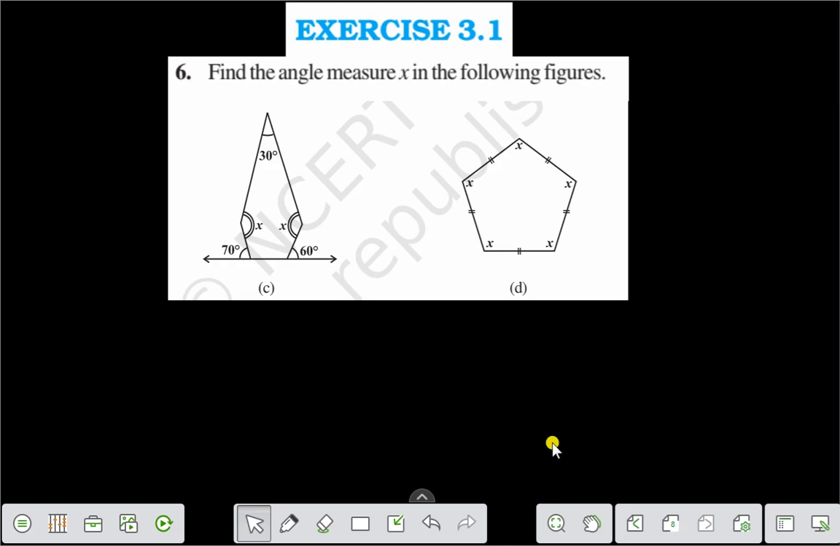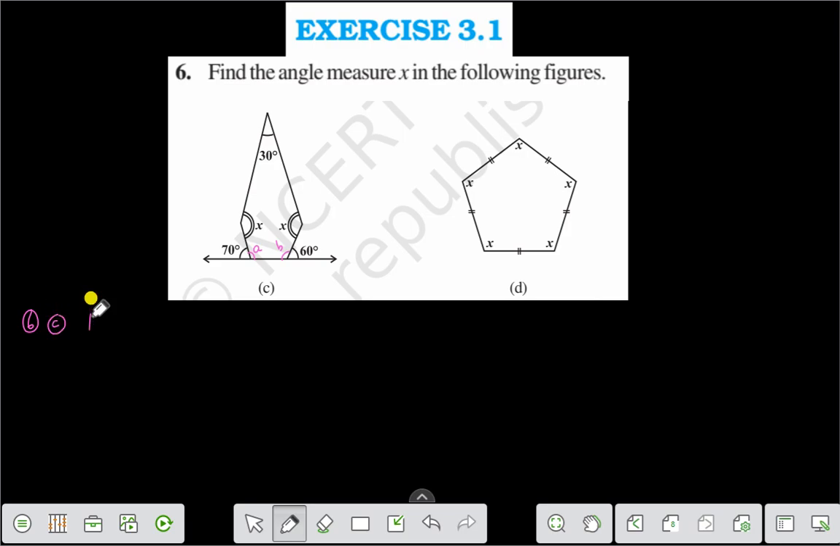Hello everyone. Today I'll discuss exercise 3.1 question number 6. Find the angle measure x in the following figures. Here you see the first one is this figure. If you take this angle as A and this angle as B, from the figure we are solving question number 6C.